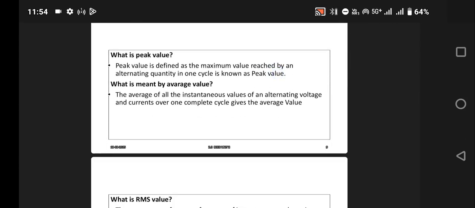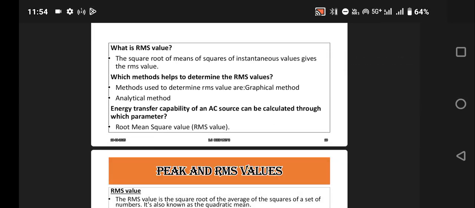What is meant by peak value? Peak value is defined as the maximum value reached by an alternating quantity in 1 second. Then what is meant by average value? The average of all the instantaneous values of an alternating voltage and current over one complete cycle is represented by average value. RMS value is the square root of the mean of squares of instantaneous values.